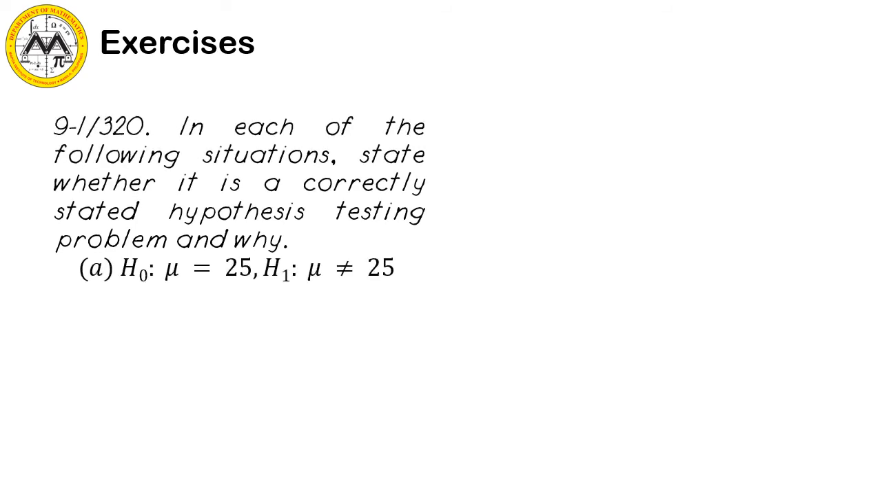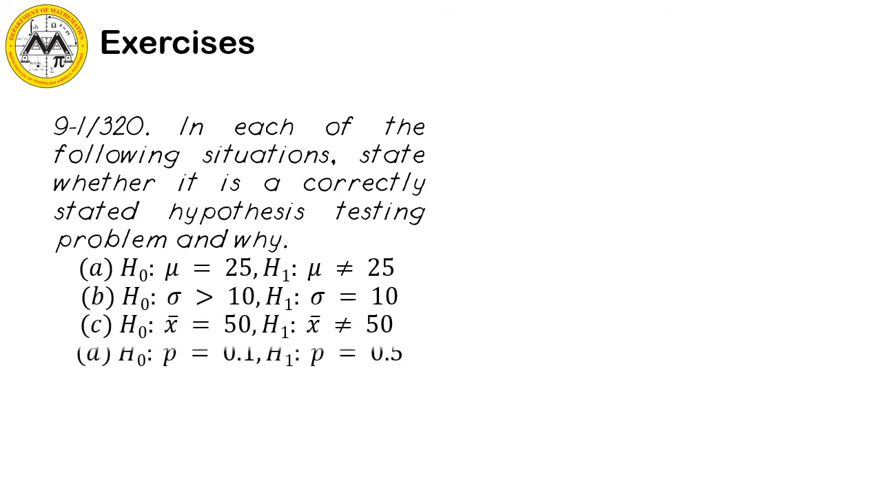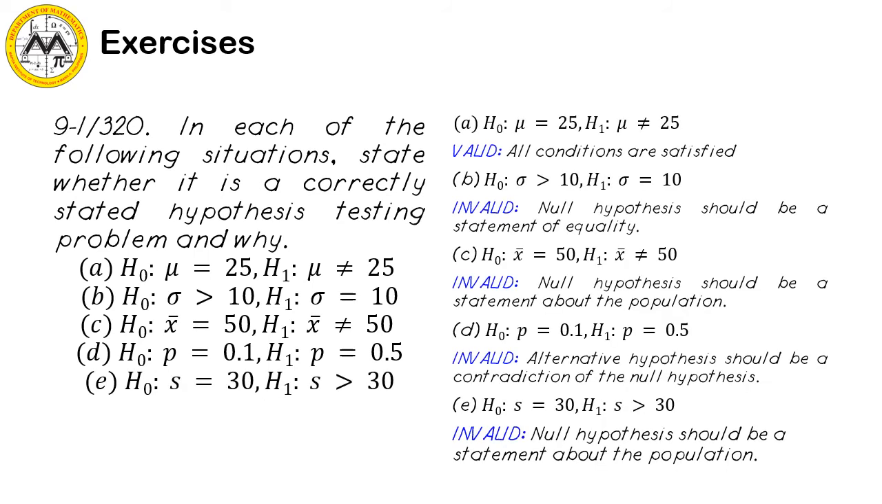Examples. In each of the following situations, state whether it is a correctly stated hypothesis, and if there's a problem, let's check why. Letter A: mu is equal to 25 against mu is not equal to 25. So this is valid. This is a parameter, mu, equal versus not equal. So this is a valid statement of hypothesis.